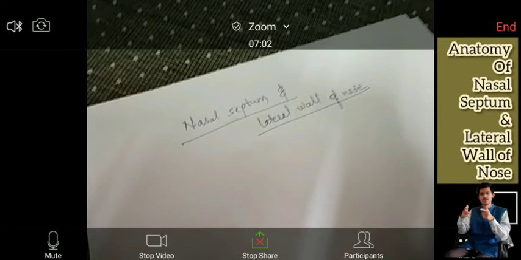Okay, now we will see the nerve supply, blood supply of the nasal septum. See now, see, if you see this, it's very simple. Or what I will do, I will first tell you. Okay, so if this is your nose, this is a diagrammatic representation. Please consider.